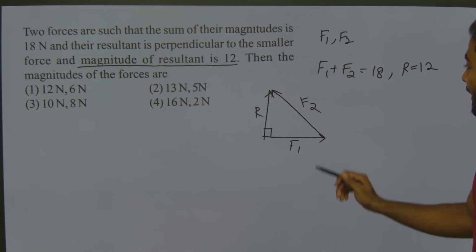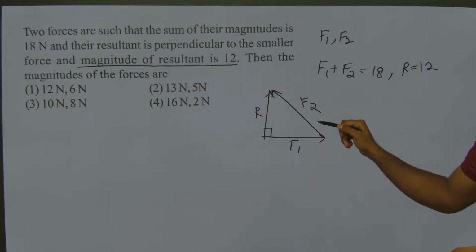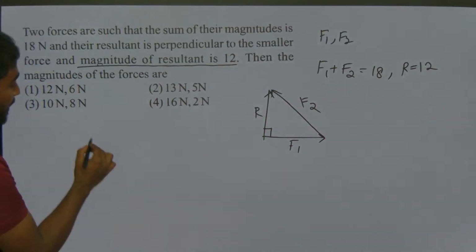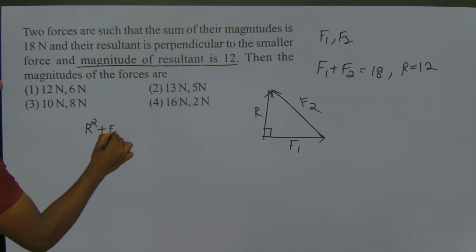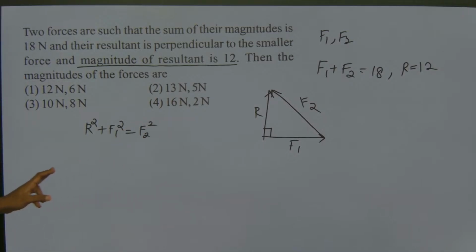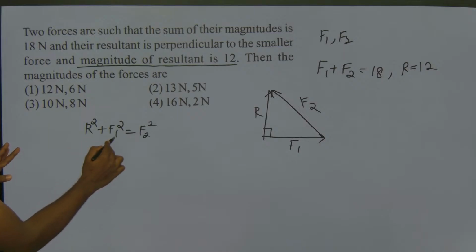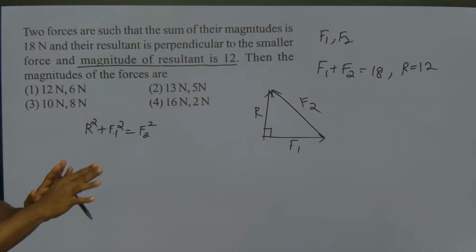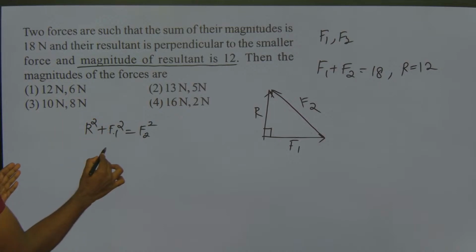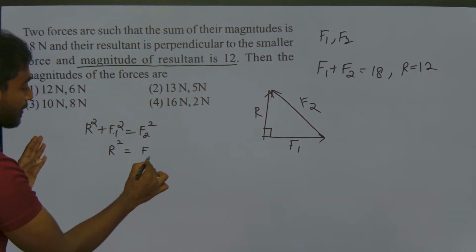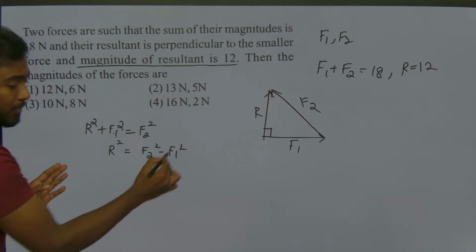Okay, so what can I use here? It's the Pythagoras theorem. So what is the Pythagoras theorem for this case? R square plus F1 square is equal to F2 square, no? So we know that F1 plus F2 is 18 and R is 12. I'll substitute the values. What I'll do is keep R on one side and the rest on the other side. What will be the answer? F2 square minus F1 square.